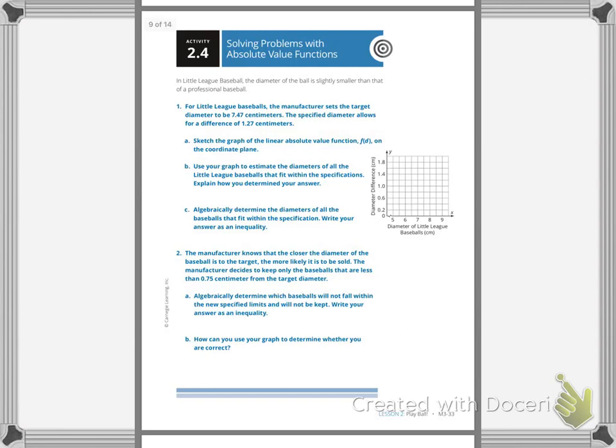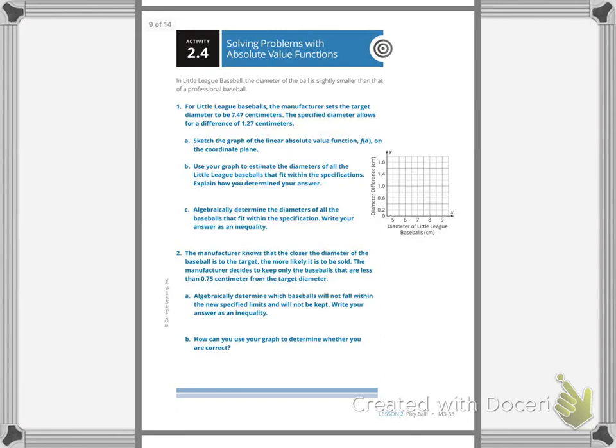All right, in Little League Baseball, the diameter of the ball is slightly smaller than that of a professional baseball. So for a Little League Baseball, the manufacturer sets the target diameter to be 7.47 centimeters. The specified diameter allows for a difference of 1.27. So it says, sketch the graph of the linear absolute value function f of d on the coordinate plane. Use the graph to estimate the diameters of all the Little League baseballs that fit within the specifications, and algebraically determine the diameters of the baseballs that fit within the specification. Write your answer as an inequality.